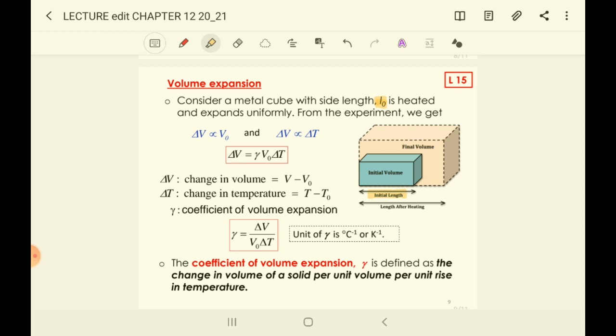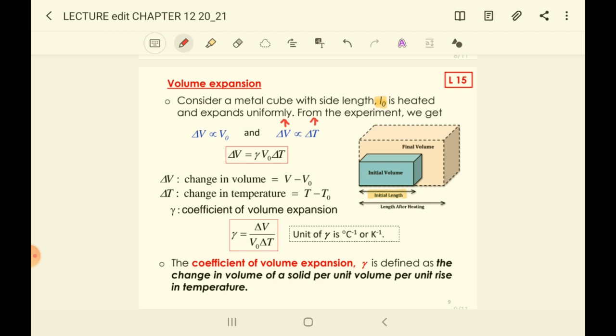It expands uniformly. From the experiment, we get delta V is directly proportional to V naught, and delta V is also directly proportional to delta T. This means that when delta T is bigger, then delta V is also bigger. Delta V is the change in volume, delta T is the change in temperature. Based on this, the change in volume depends on the change in temperature and also on the initial volume.